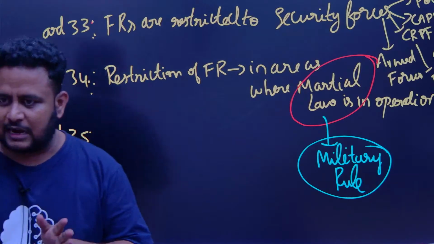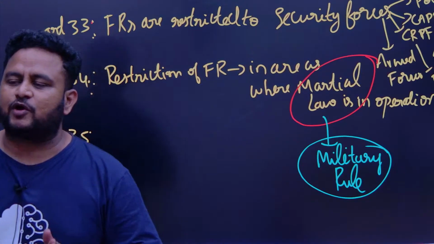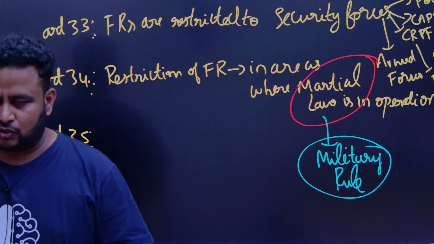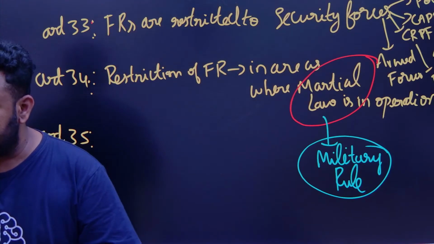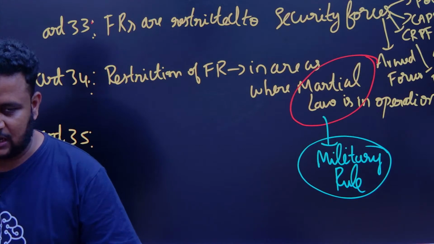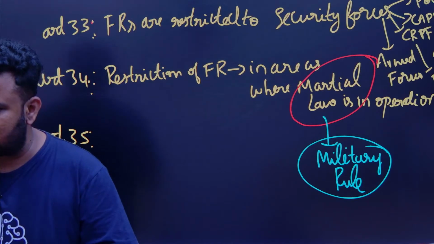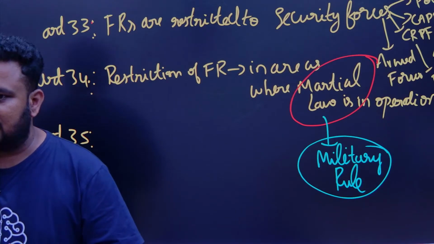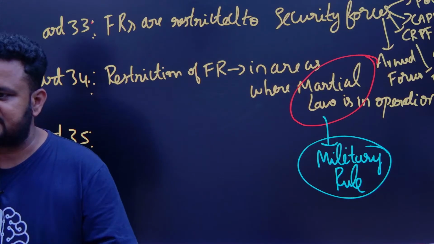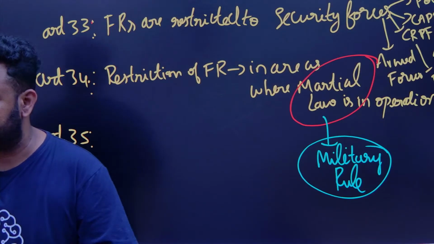Like I told you, Article 17 talks about prohibition of untouchability. To give effect to that fundamental right, the Parliament passed what? The Parliament passed the Civil Rights Act, or Prohibition of Untouchability Act, also called the Civil Rights Act of 1955. Like that, various acts are passed by the Parliament to give effect to fundamental rights.